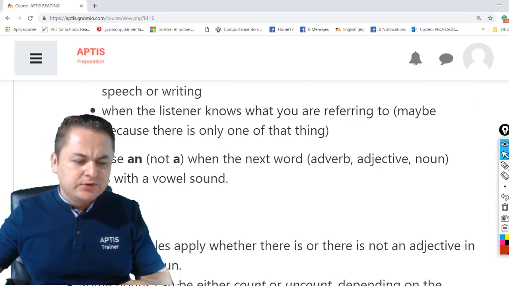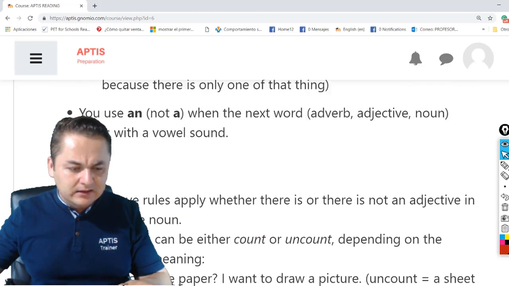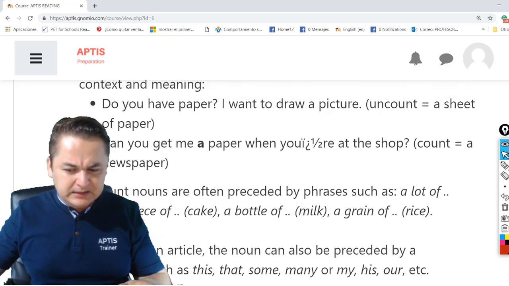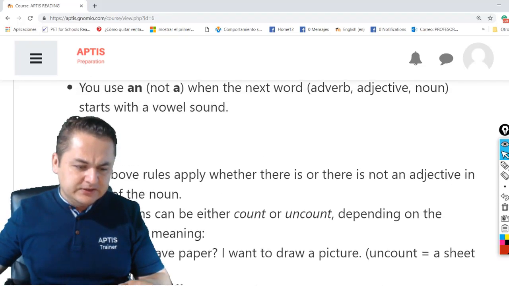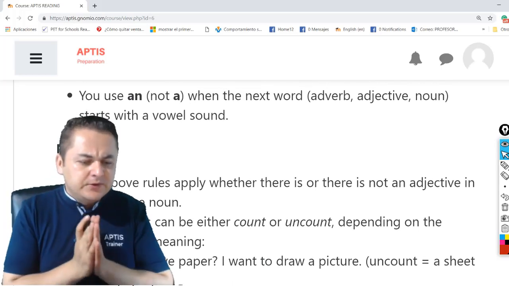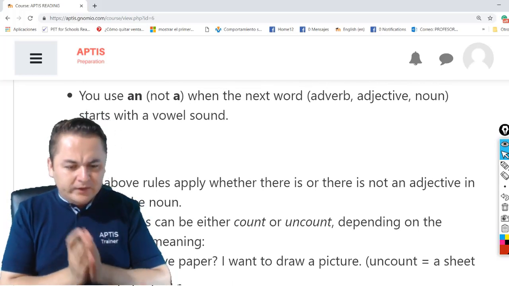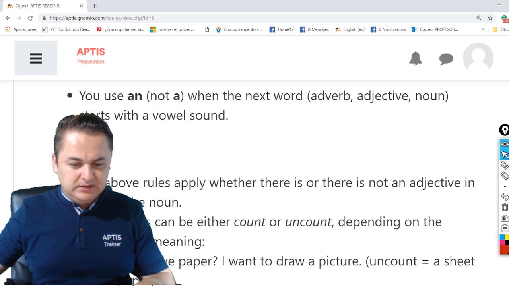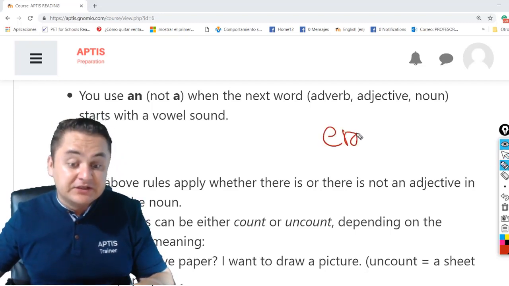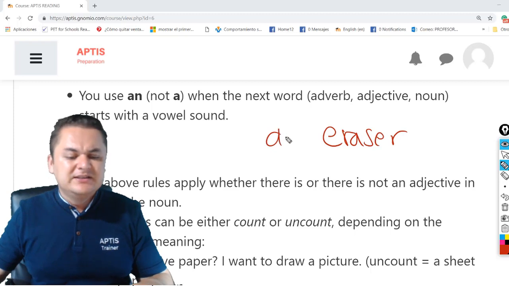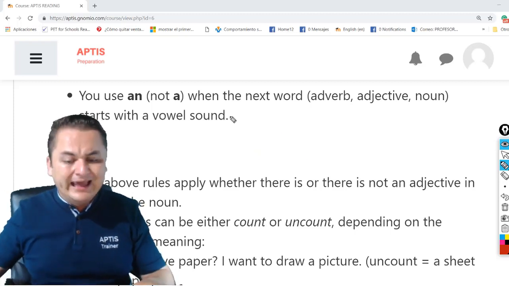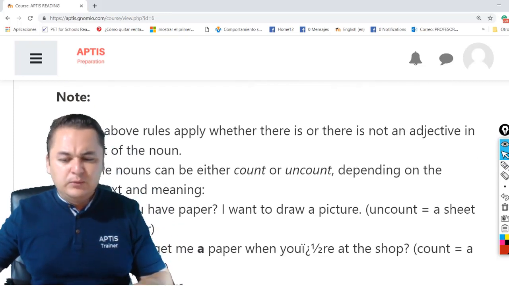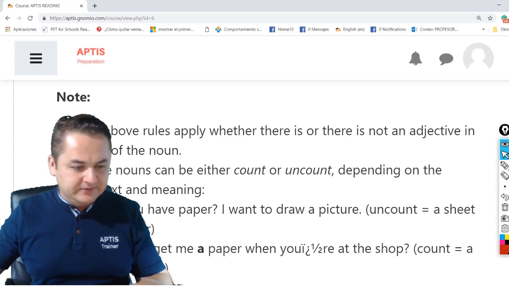Then it says you use a, not an. It says here when the next word, okay, I think this is the one about phonetics. We can just come back and see what they were trying to say. You use an, not a, when the next word, adverb, adjective, or noun starts with a vowel sound. If you have the word, for instance, eraser, you can say an eraser, not a eraser. There are some exceptions to this rule, but they wouldn't apply for the test we're preparing for now.